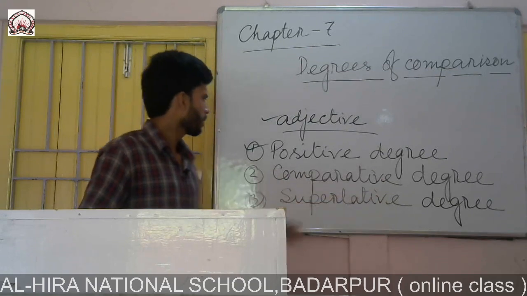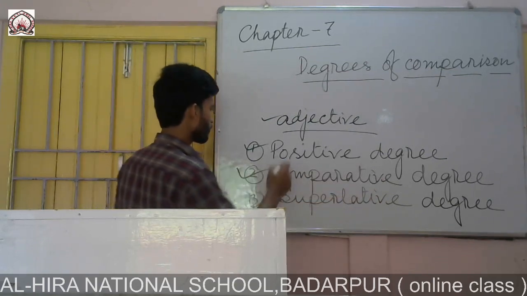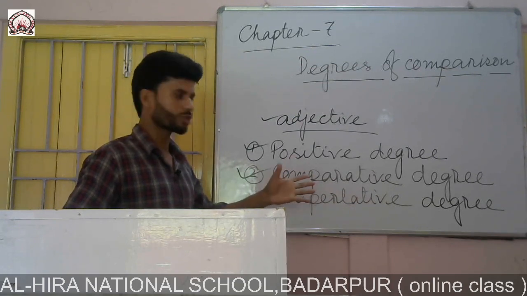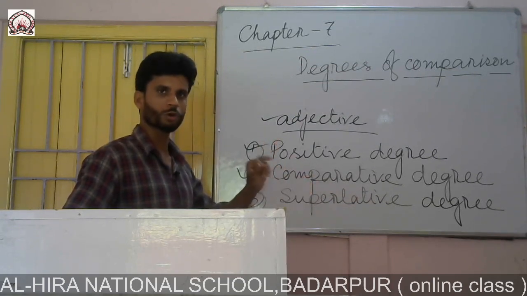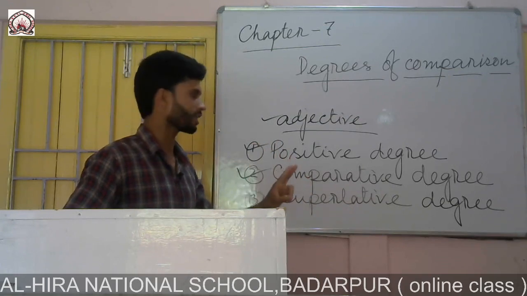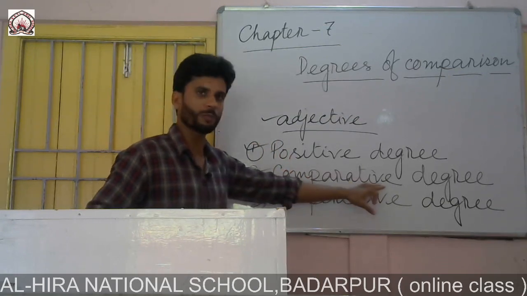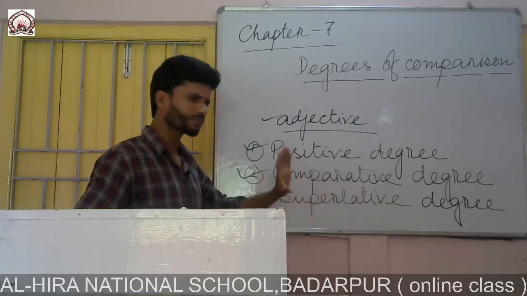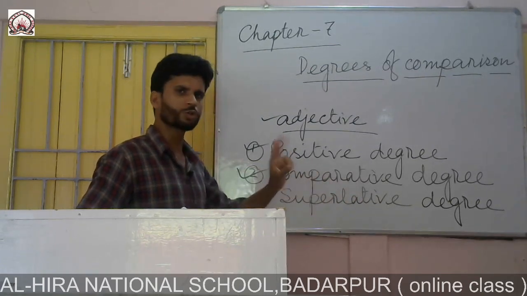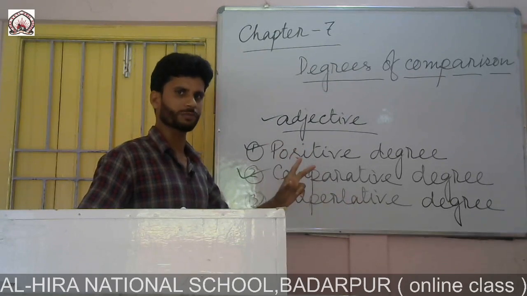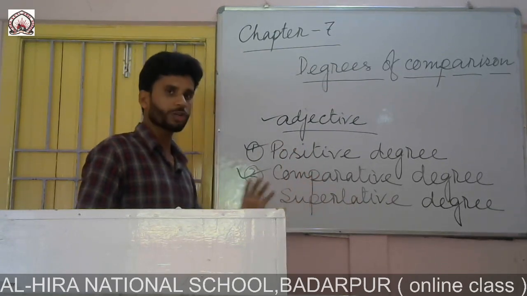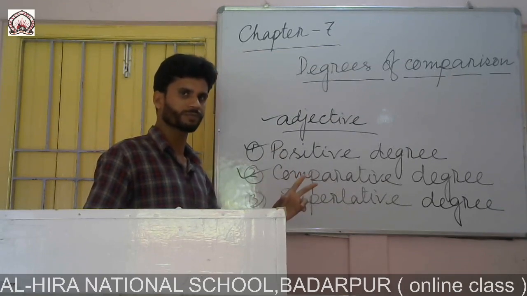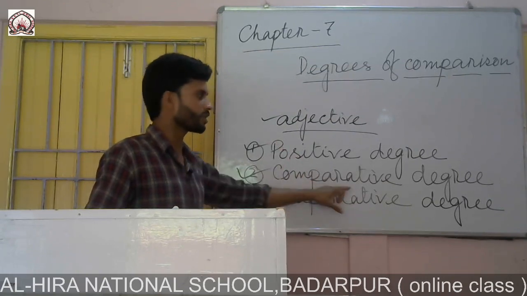Comparative degree. When do we use this degree? When we talk about 2 things or 2 persons or 2 groups or 2 items, we use this degree, comparative degree. When we compare 2 things or 2 items or 2 people or 2 groups, we use this degree, comparative degree.